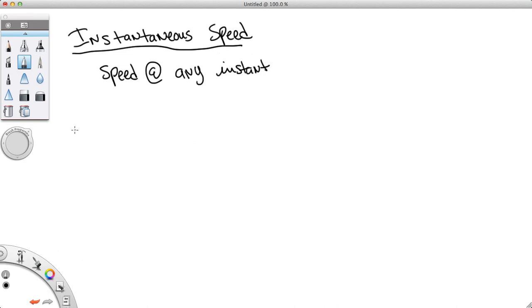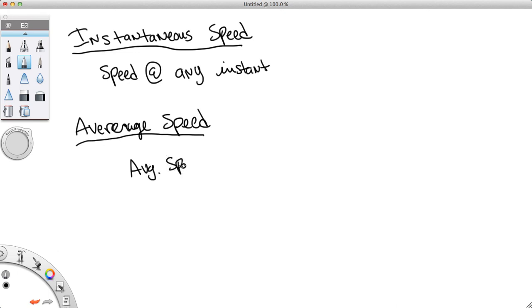Now, another term we need to know is average speed. This one comes with a math formula, because I know we're so excited about using math all the time. Average speed equals the total distance an object travels divided by the time traveled.